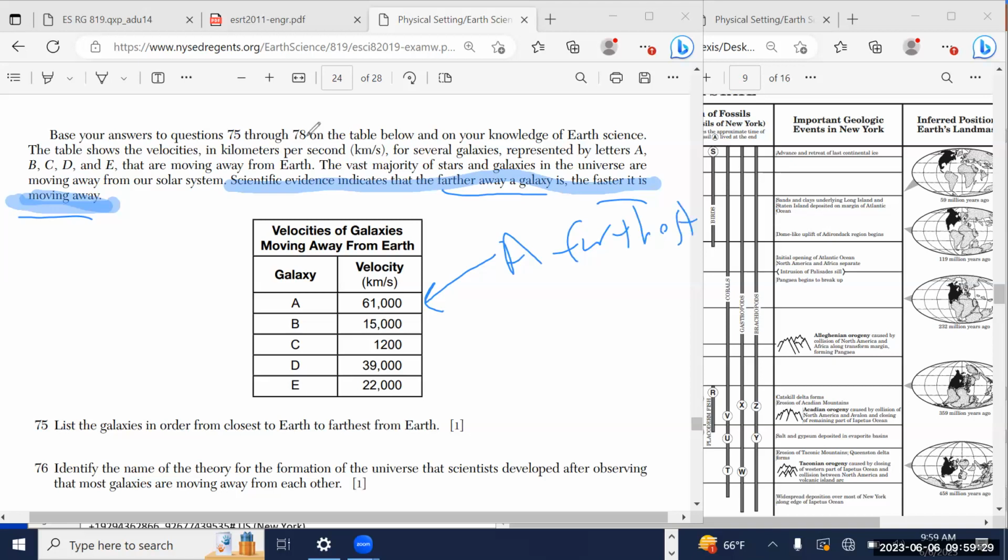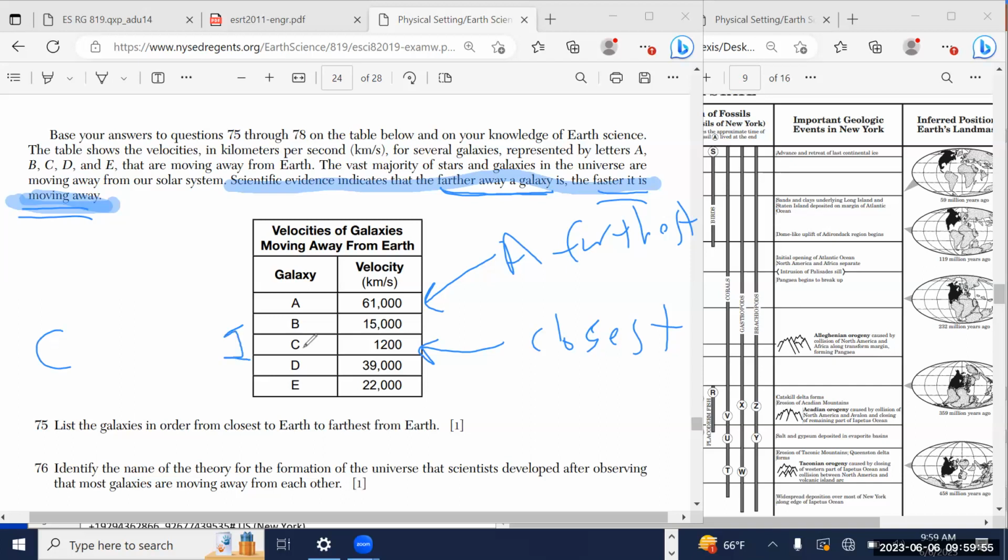And which one is the closest? C is the closest to Earth. How do I know that? Because it's stated right here. The farther away a galaxy is, the faster it's moving away. And so you're listing it from closest to farthest. So your first letter is going to be C, right? Is going to be C.